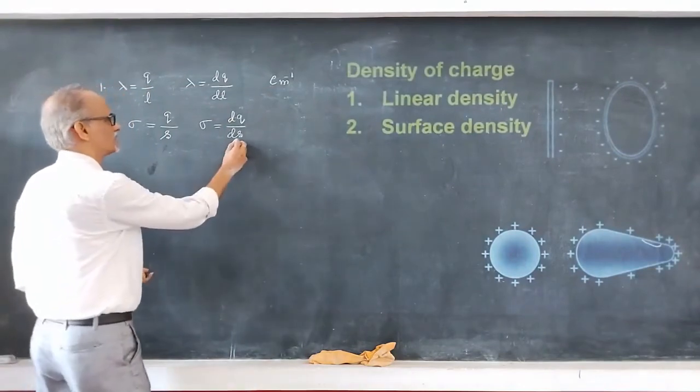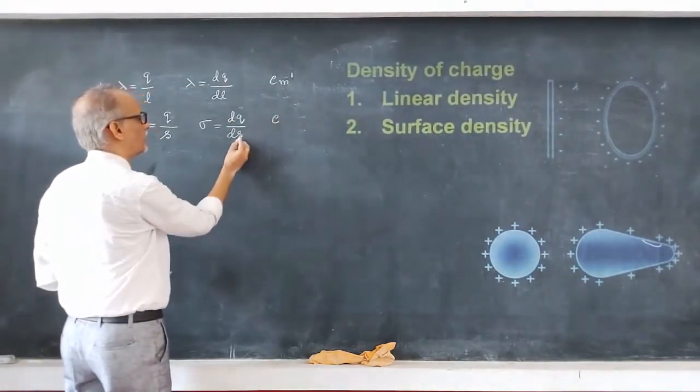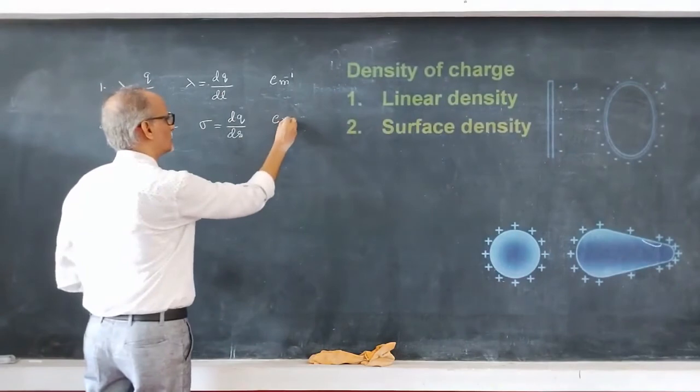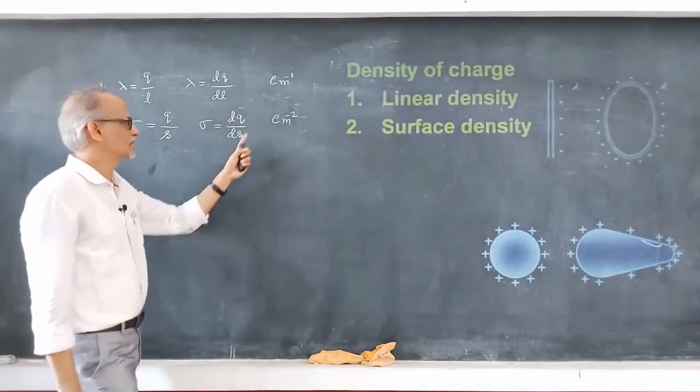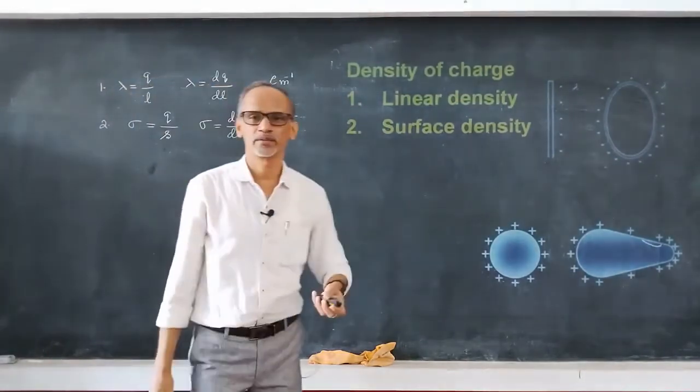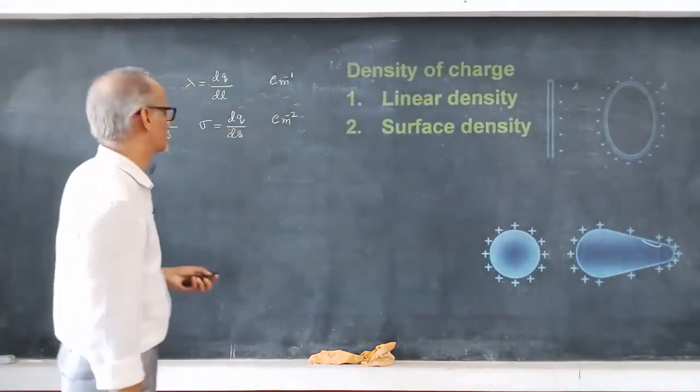What is the SI unit of it? The SI unit is coulomb by area, right? Area is meter square. So coulomb per meter square is the SI unit of surface density of charge.